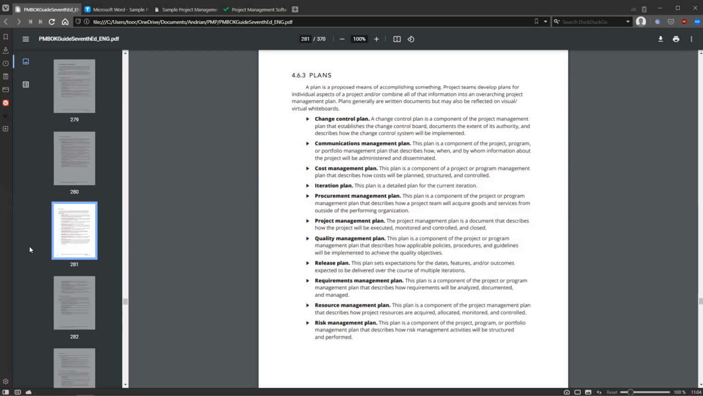The main project management plan is basically a document that describes how the project is executed and monitored, and normally references all the other separate plans.